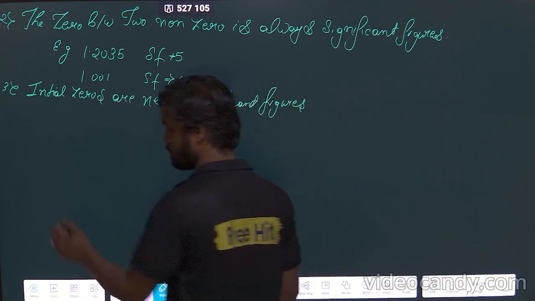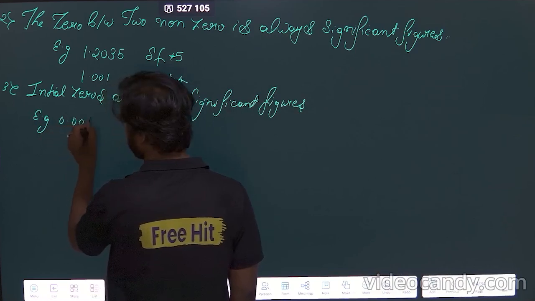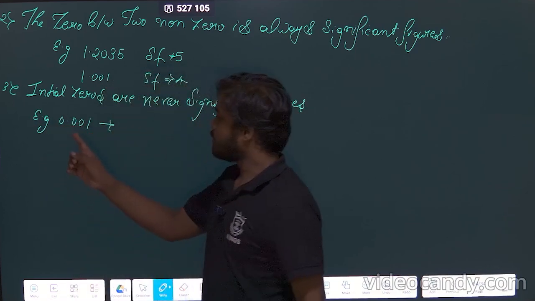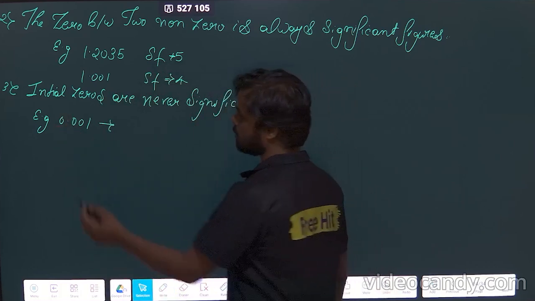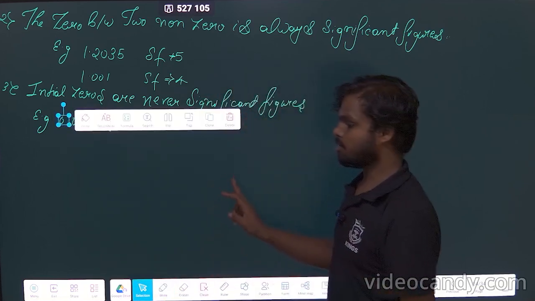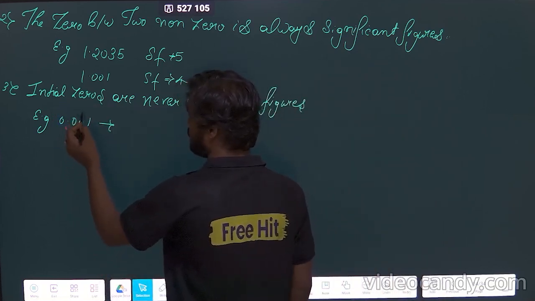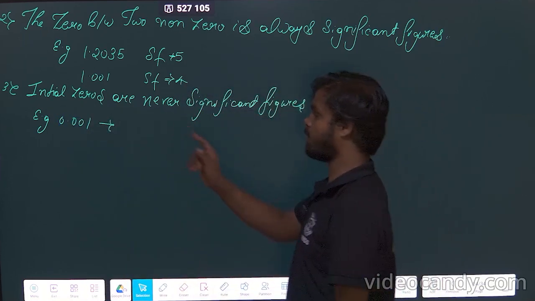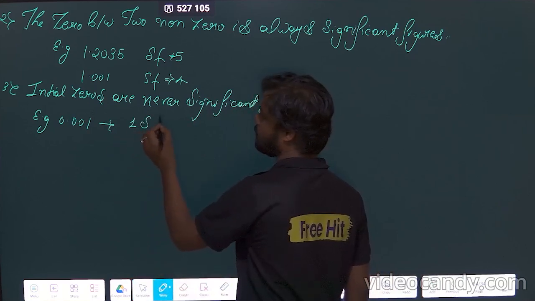For example, like 0.001. How many significant figures are there? See, it is an initial zero. This is an initial zero, if you see. So this initial zero will not be treated as a significant figure. This is an initial zero. So this is also not treated as a significant figure. So only one significant figure will be there.